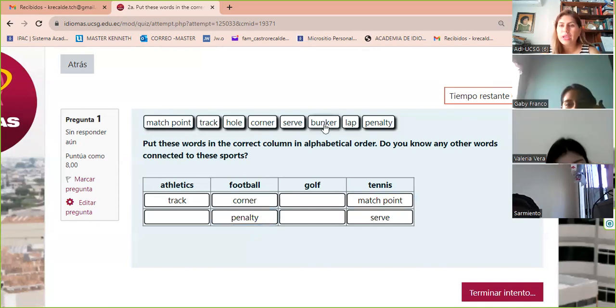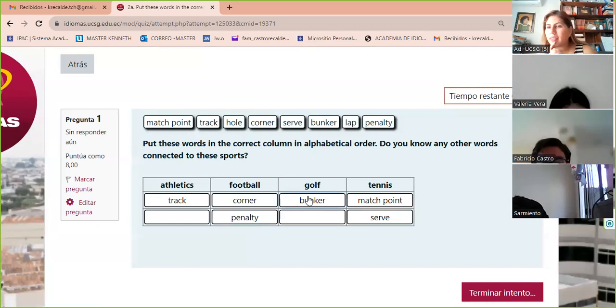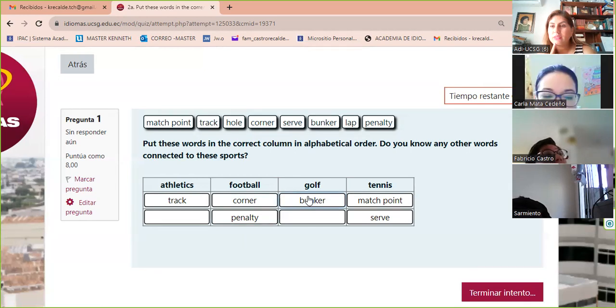Bunker. Okay, what is a bunker in golf? Any idea? The sand, when the player hits the ball and the ball stays in the sand. It's like a trap. Oh, thank you, Fabri. Wow, I didn't know that. Okay, hole is golf too.